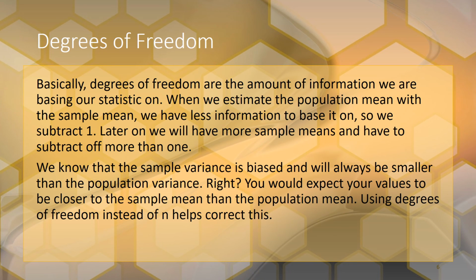And we know that the sample variance is biased and will always be smaller than the population variance, right? You would expect your values to be closer to the sample mean than the population mean. So using degrees of freedom instead of just n helps correct this a little bit. It doesn't correct it all the way, but it does help it a little bit.